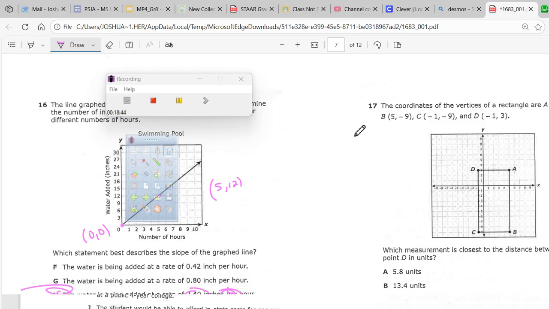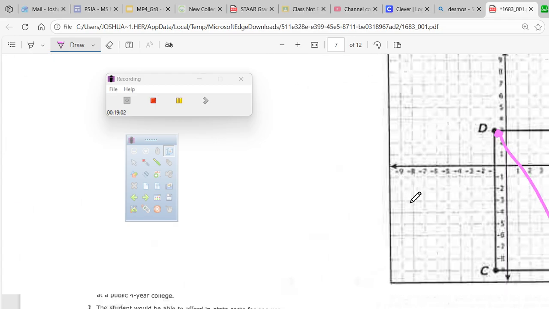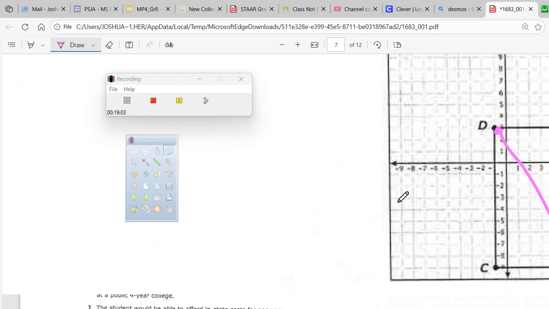Okay, so now the distance. Once you see distance, oh, okay, that's going to be the Pythagorean theorem, guys. The coordinates of the vertices, yada, yada, yada. Is the closest distance from B to D. So from here to D. What I'm going to do, luckily I have a good program here. I get to go ahead and zoom in. And there's my right angle right here. You see the right angle here.